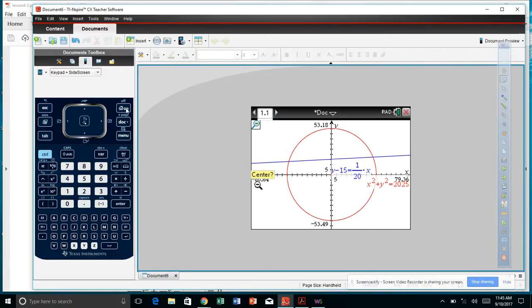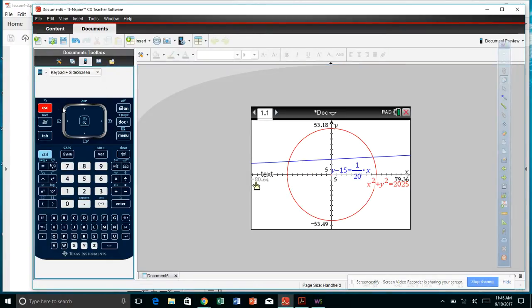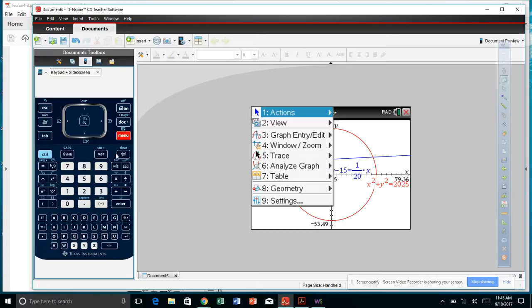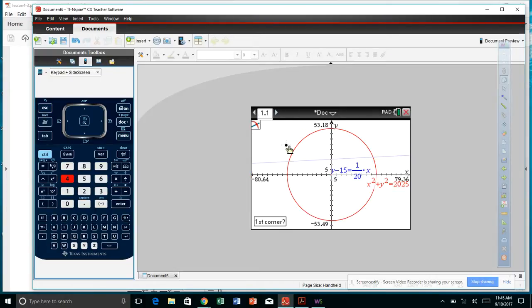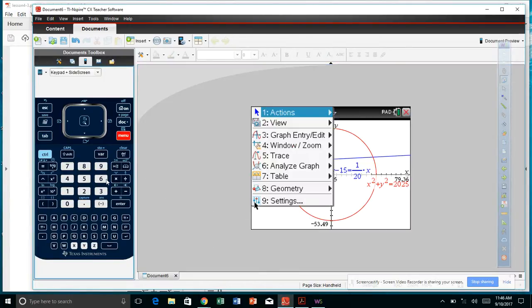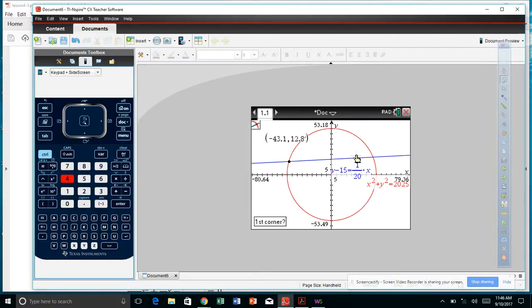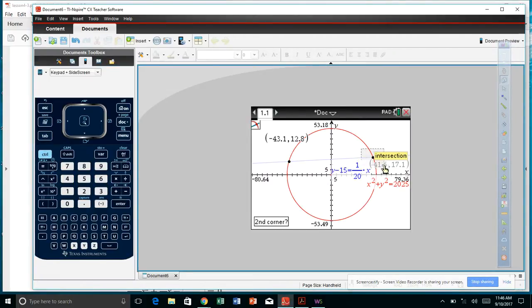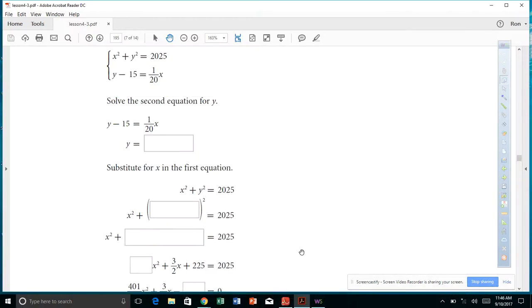All right. So I got it on there. Let's hit escape. And then we're going to menu 6, 4. And it says first corner. I'm on the top left of that and then drag it over there. And so we're going to get -43.1 and 12.8. And then menu 6, 4. And notice how this one's different. Okay. And we got 41.6 and 17.1. All right. So it can be done in the calculator.